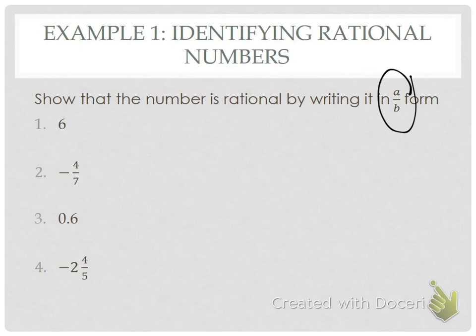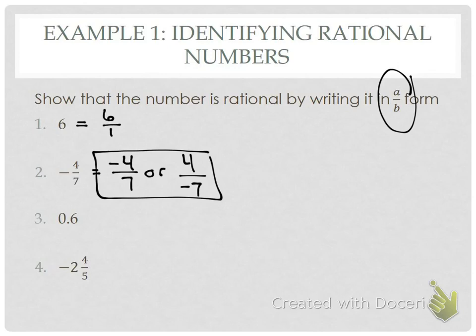How do I write a whole number as a fraction? 6 over 1. Now, in number 2, the reason that this is not in A over B form is because my negative is not attached to a number. I can either attach it to the numerator or I can attach it to the denominator to make it rational. Either one of those answers would be acceptable.